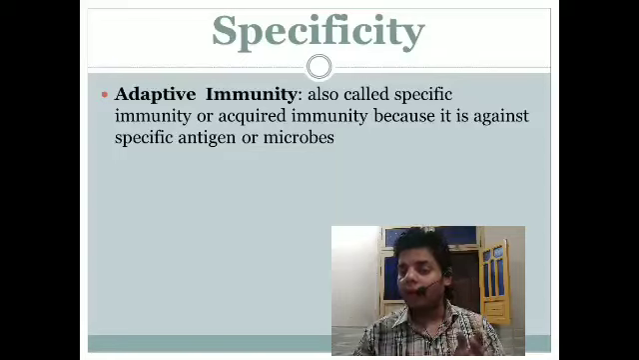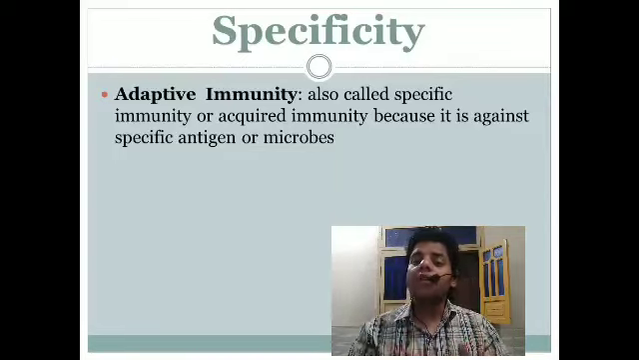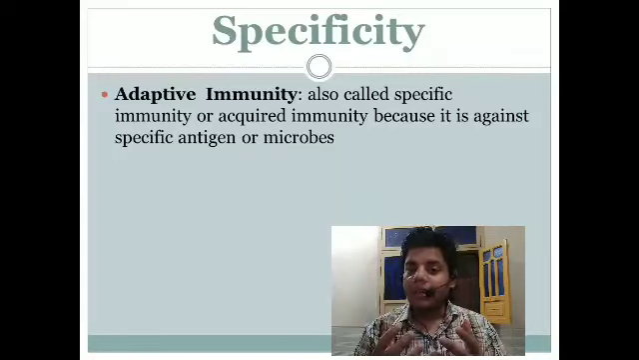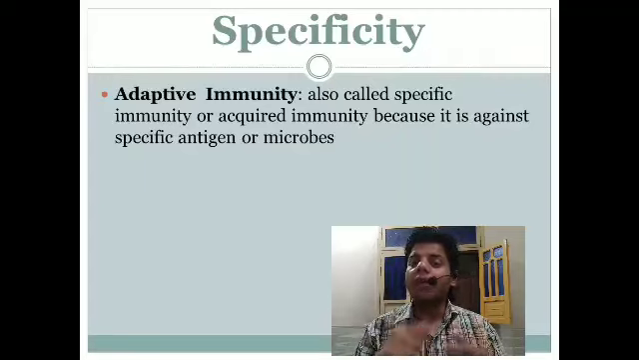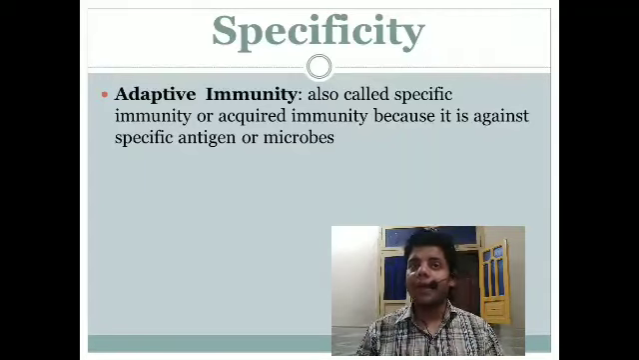Now, why do we call it acquired? Because it may be activated when we take a vaccine, or when we take some foreign things inside our body, then this adaptive immunity will be activated. That's why we call it acquired immunity.